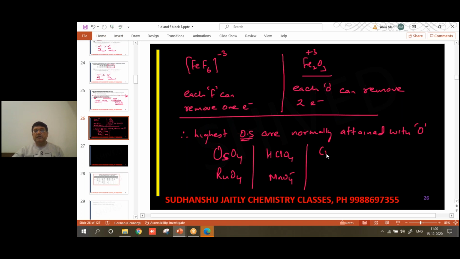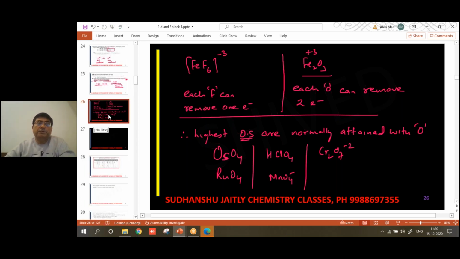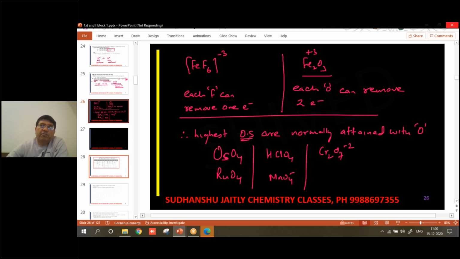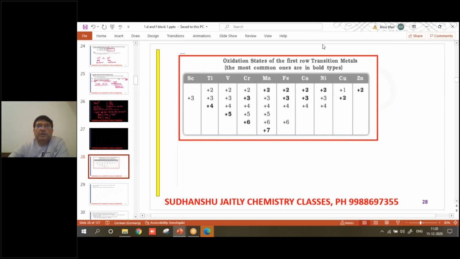You can see dichromate, -2. So oxygen has been given this privilege to remove more electrons per atom as compared to fluorine, although electronegativity is higher for fluorine. You should remember that. You can ask why the highest oxidation states are brought out by oxygen.